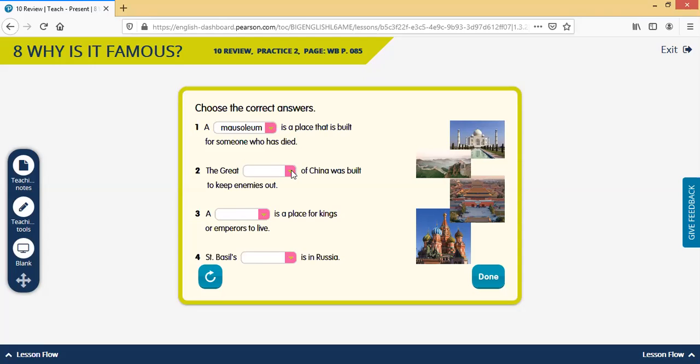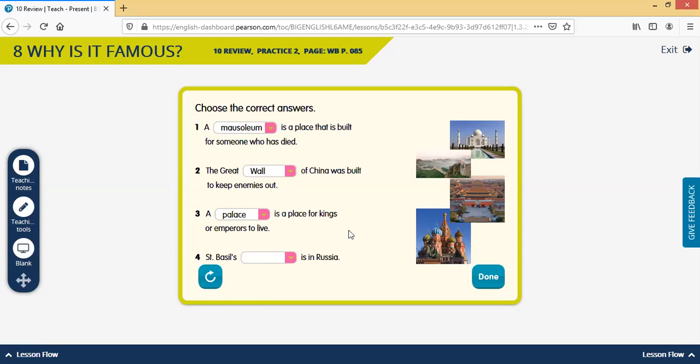Okay, we're talking about that big wall, that ancient wall surrounding part of China, or actually it's not surrounding anymore, I believe. All right, number 3, blank is a place for kings or emperors to live. Okay, we have a palace. A palace is a place for kings or emperors to live.